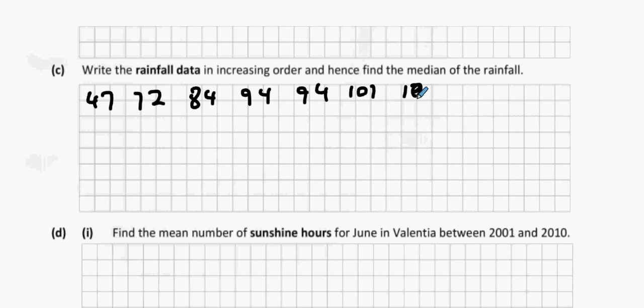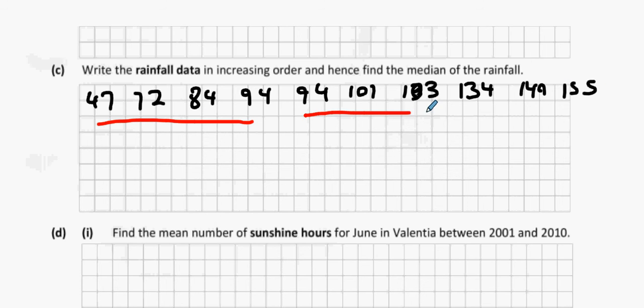133. 134. 129. 155. All right. How many of them is there? 1, 2, 3, 4, 5, 6. That's 133. How many of them is there? 1, 2, 3, 4, 5, 6, 7, 10.